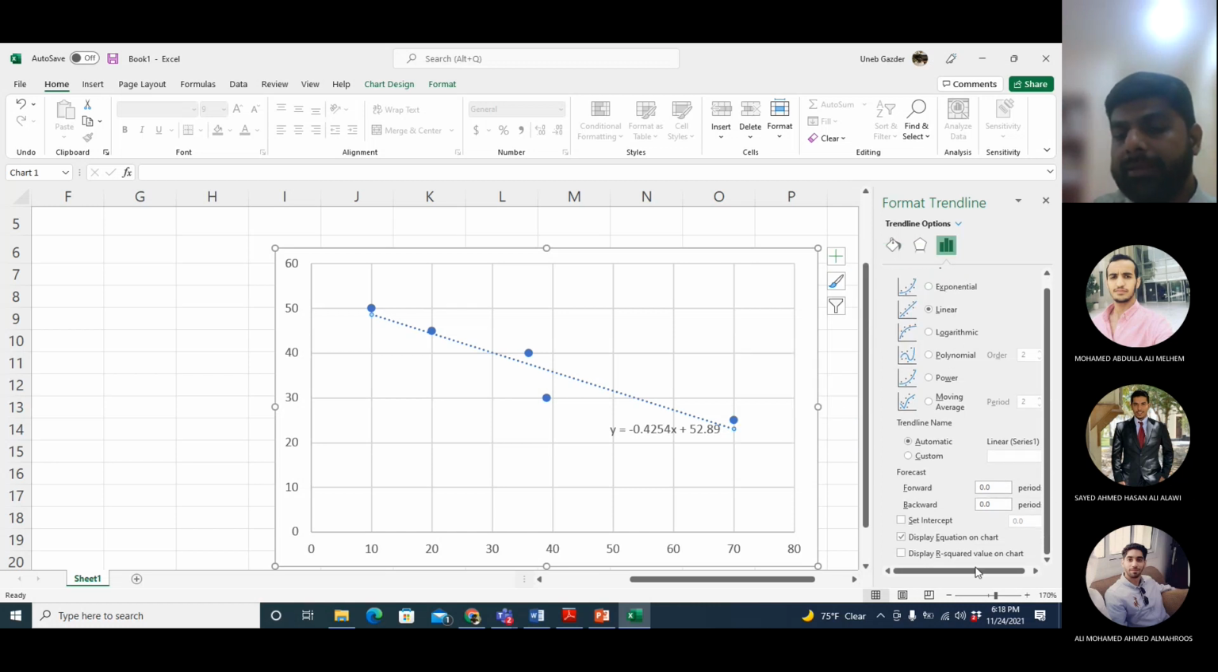Okay, then in the options at the bottom, you see display equation on chart. We have already done that. Display R squared value on chart. So R squared is basically the coefficient of determination. If I click this, you see the coefficient of determination is here. And it's very, very high. 0.88 is very, very high.